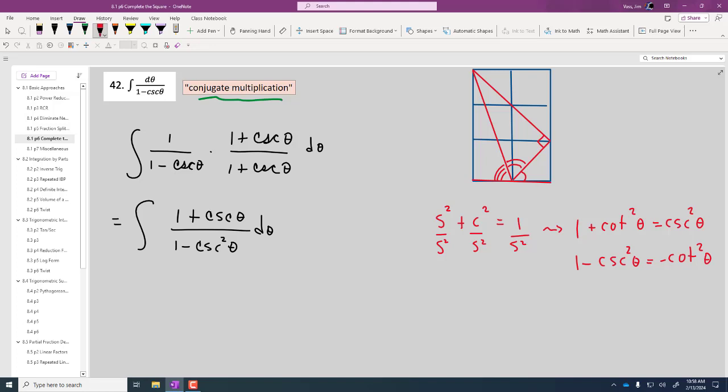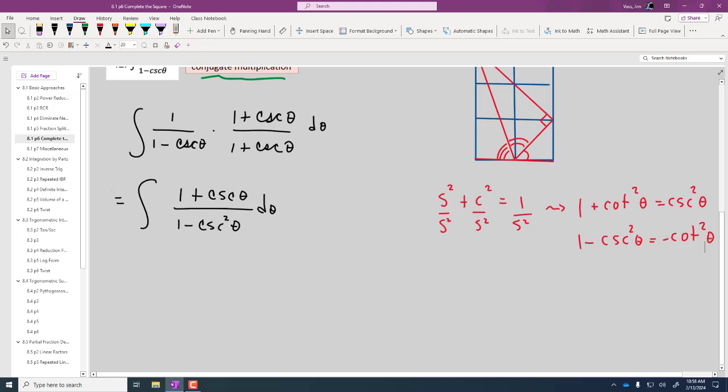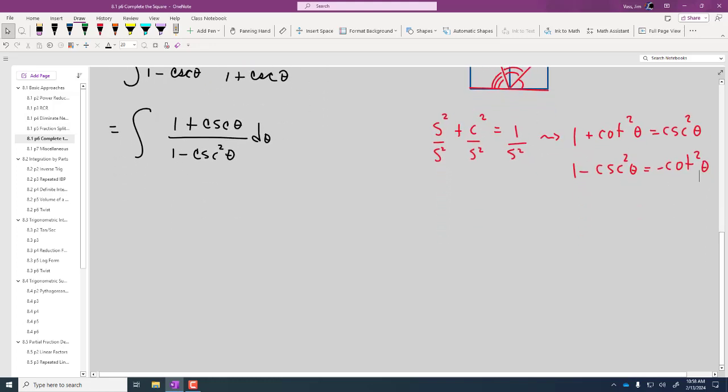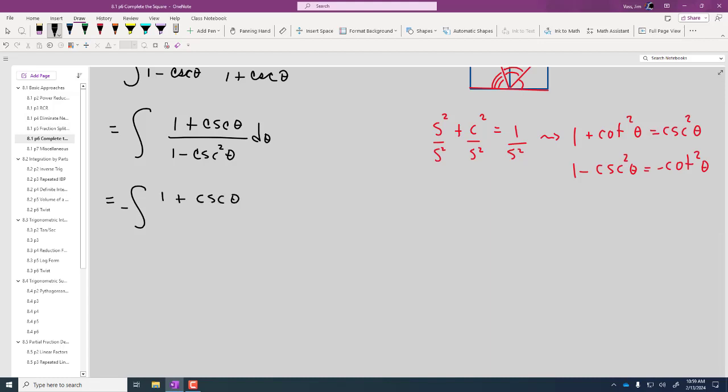So that denominator can now turn into a single term, which is great because then we can split the fraction. When the denominator is a single term, you can split fractions. So let's see, what do we end up with? 1 minus cosecant squared minus cotangent squared. I'm just going to factor the minus all the way out to the front. Seems like a hassle having it inside. So that's going to be cotangent squared d theta.